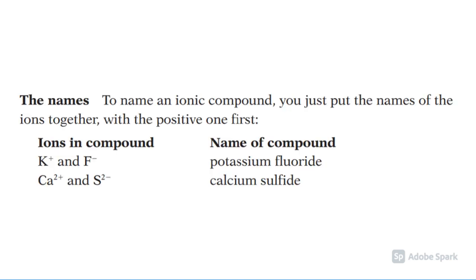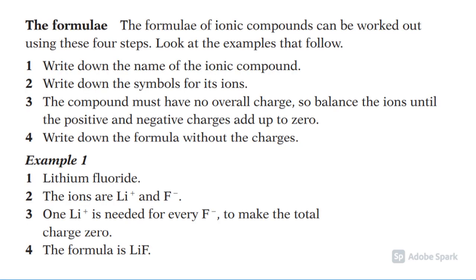So to name an ionic compound, all you need to do is just put the names of the ions together with the name of the positive ion first. Here are 2 examples: potassium fluoride and calcium sulfide. Now there are 4 steps that you need to follow to work out the formula of ionic compounds. And we've got a couple of examples, so don't worry, just take yourself through the examples and in next to no time you'll be able to do this yourself.